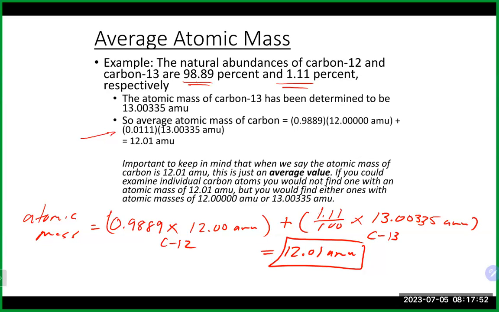It is also important to know that you would never find a carbon-12 atom, if you could pluck one out, that has a mass of 12.01. You would either be plucking out a carbon-12 isotope or a carbon-13 isotope, which obviously have their respective masses. So you really wouldn't find one that does have a mass of 12.01. Any questions on that there?